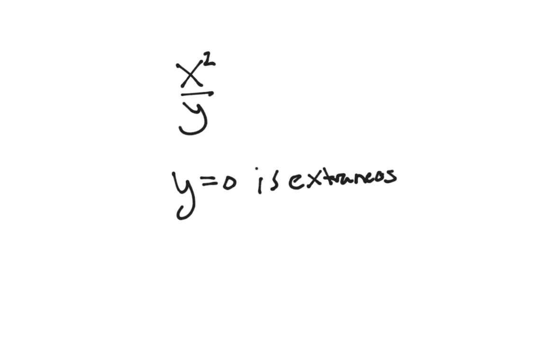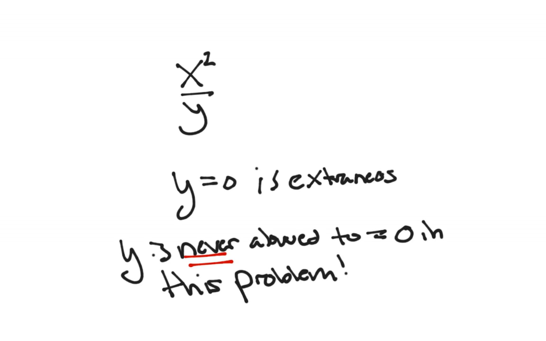If I go back to x squared over y, an extraneous solution would be y equals 0. I'd say that's extraneous, because it doesn't work. We can't let y equal 0. Y is never allowed to be equal to 0 in this problem. And it's never allowed to equal 0 because we can't do that division when it's 0.